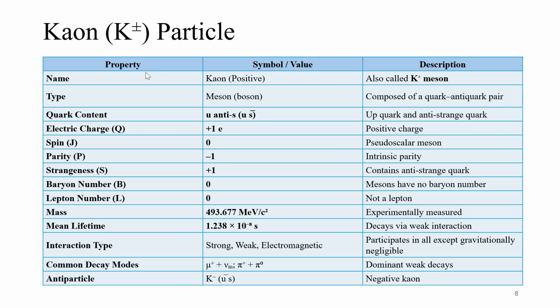Here is the Kaon particle. Some properties we can see: it is a meson, a boson. Specifically, the quark content is up and anti-strange, u s-bar, the electric charge is +1 e, the spin is 0, the parity is -1, the strangeness number of this particle is +1, and the baryon number and lepton number are 0. Because this is a strange particle, it is massive. You can see here the mass of the Kaon is 493 MeV, and that's all.